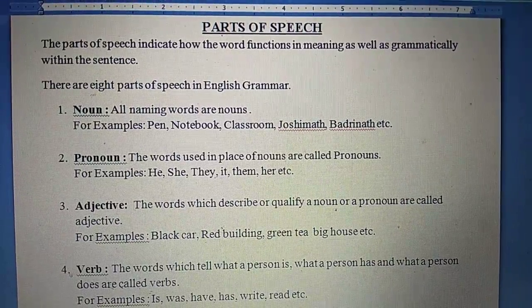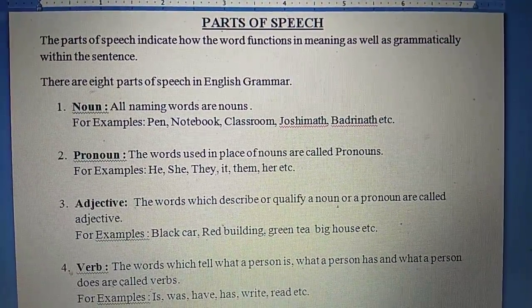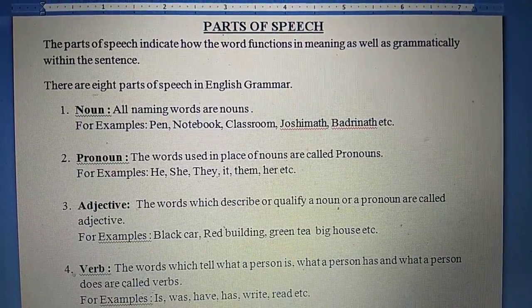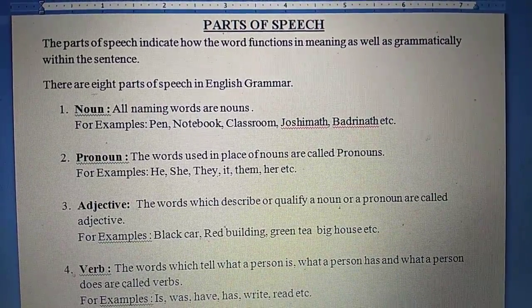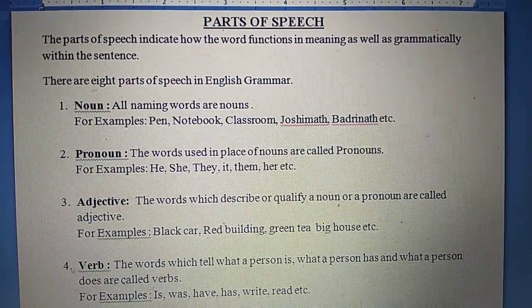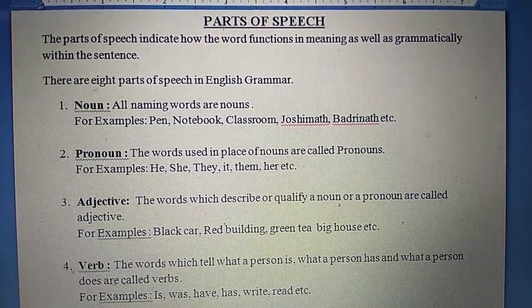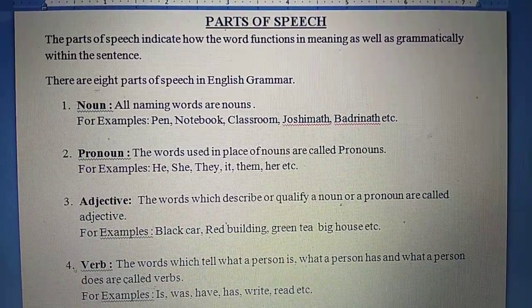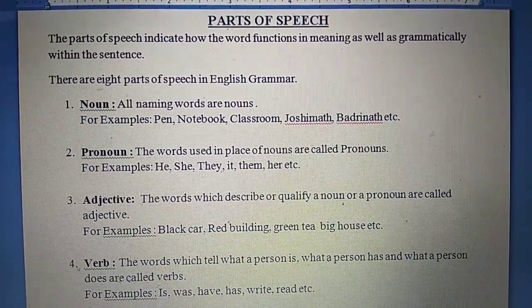Hello students, in today's class we will learn about parts of speech. Do you know what parts of speech are? The parts of speech indicate how the word functions in meaning as well as grammatically within the sentence.